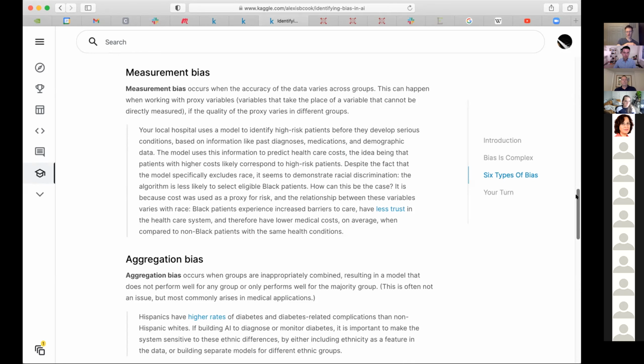The danger here was in using the proxy of current low dollar costs, we'll say, for risk. Then you are introducing this source of bias because it's not being accumulated the same way for different groups based on those groups' behaviors.